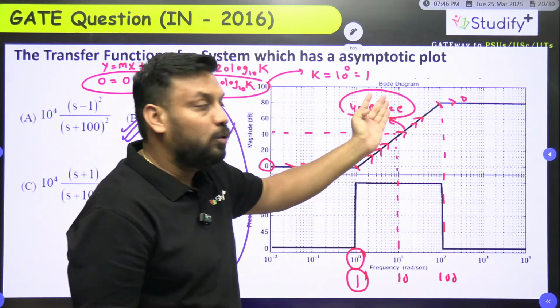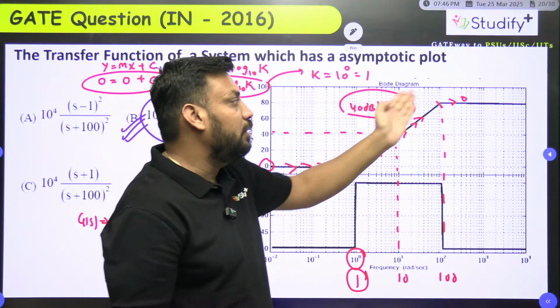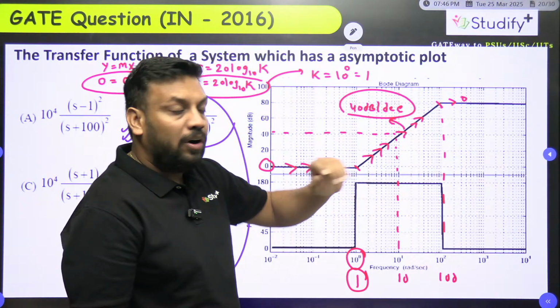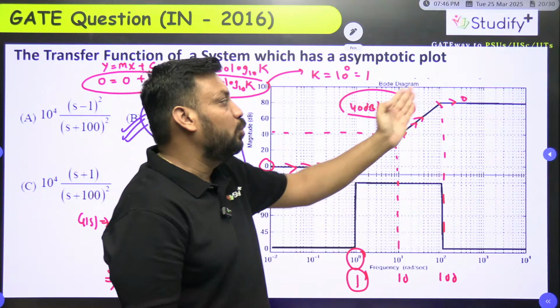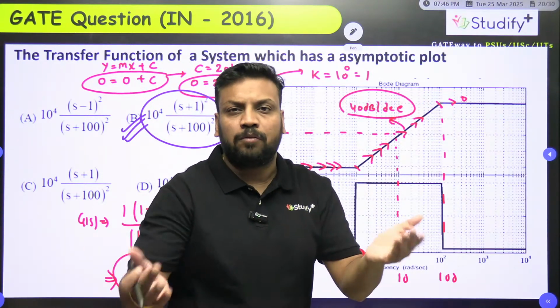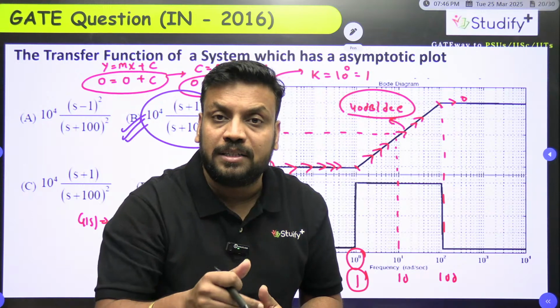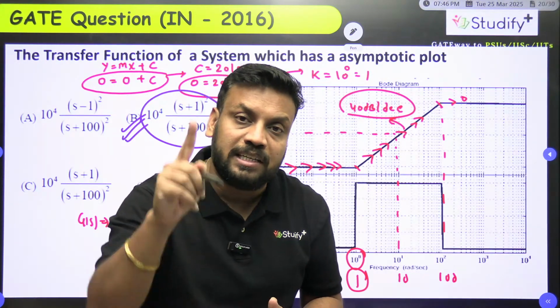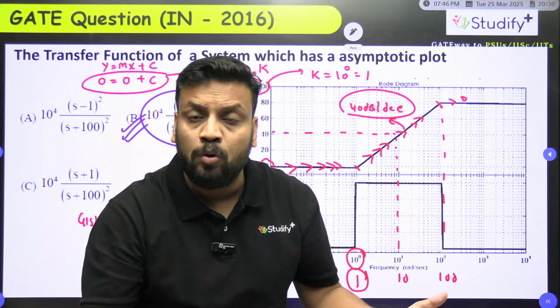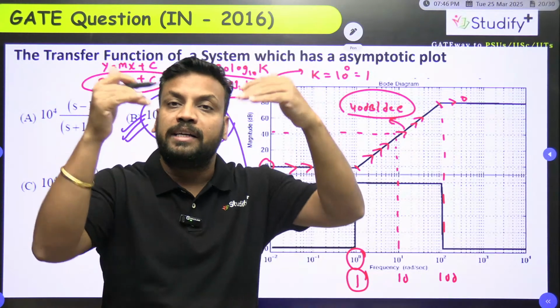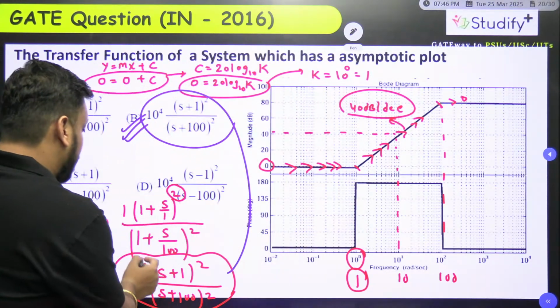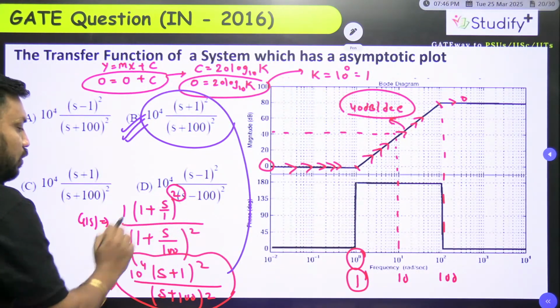Now what should I do with plus 40 so that it will become 0? Tell me, what should I do with plus 40 so that the slope will become 0? You will reply, sir, of course we need to add minus 40. A minus 40 slope contribution means, since minus 20 says 1 pole, minus 40 means 2 poles. Poles we write in the denominator. So that is why I am writing here 1 plus s by 100, whole square.